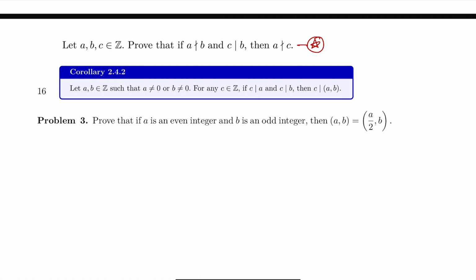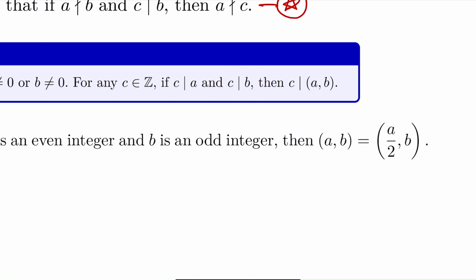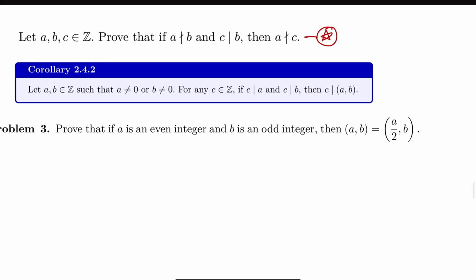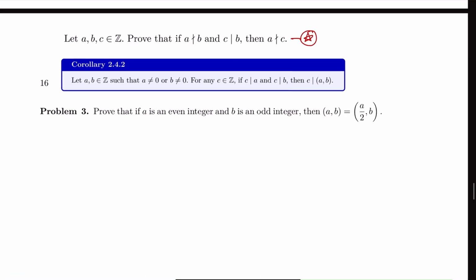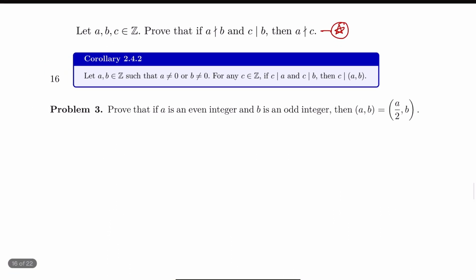If you let a, b, and c be integers, then if a does not divide b and c divides b, then a does not divide c. And the next one is corollary 2.4.2. For this one, if you have c divides a and c divides b, then c will divide the greatest common divisor of a and b. Now let's prove this.